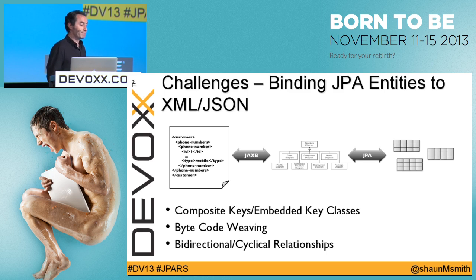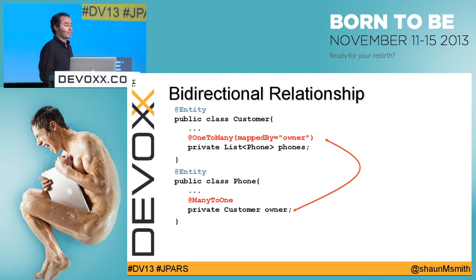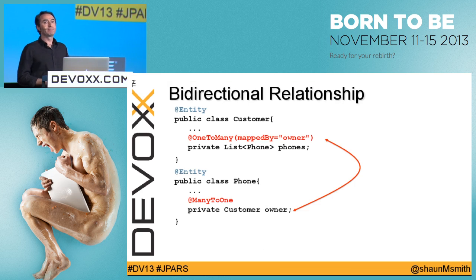And the third thing here is this issue of bidirectional or cyclical relationships. Now, here's an example of a very, very typical JPA set of classes. I have 2 classes here. I have customer and phone. And customer has a collection of phones, right? And a phone has a reference back to the customer.